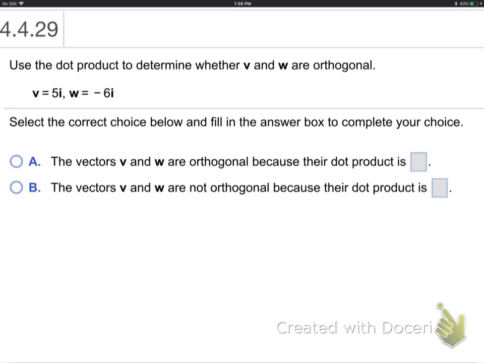Give you a second. Hey, they're both missing their J component, so what is J? 0. Must be 0. So dot them together.